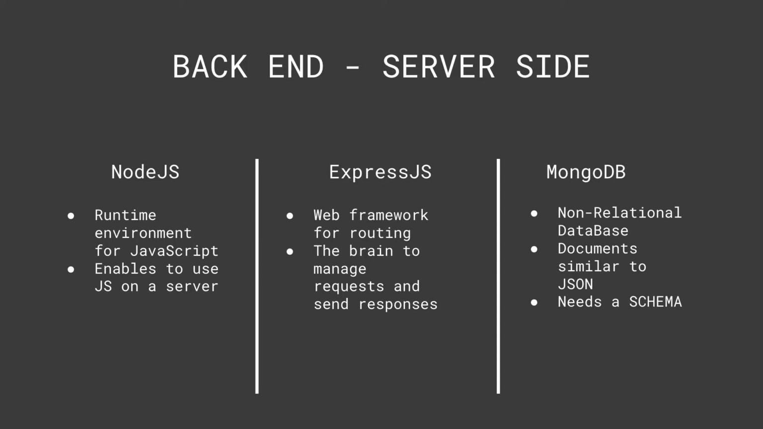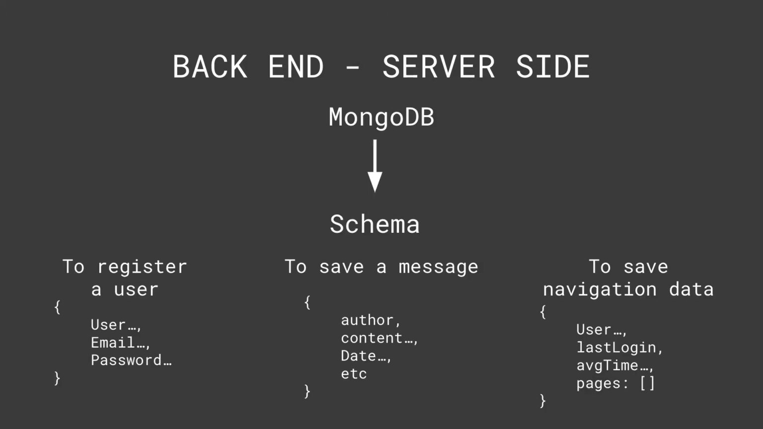And the third one, the most important, is the database. I'm going to use MongoDB, which is a non-relational database, has documents similar to JSON, and fundamentally it needs a schema. Now, what is a schema? A schema is basically what you want your data to look like.